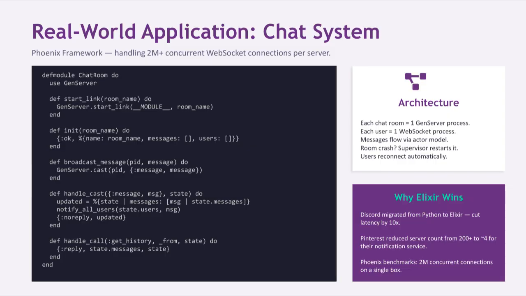Discord migrated from Python to Elixir and cut message latency by 10x. Pinterest reduced their notification service from over 200 servers to about 4 servers. Phoenix has benchmarked at 2 million concurrent WebSocket connections on a single machine.